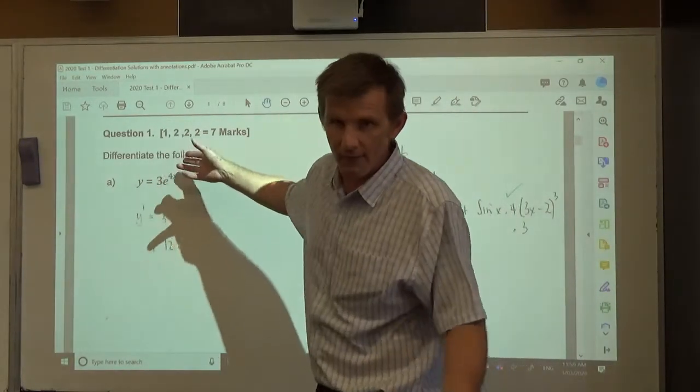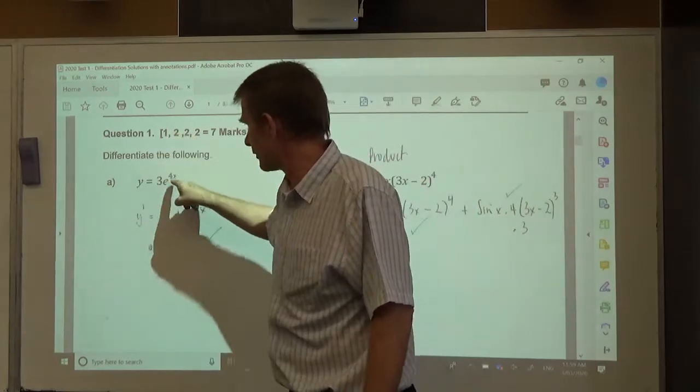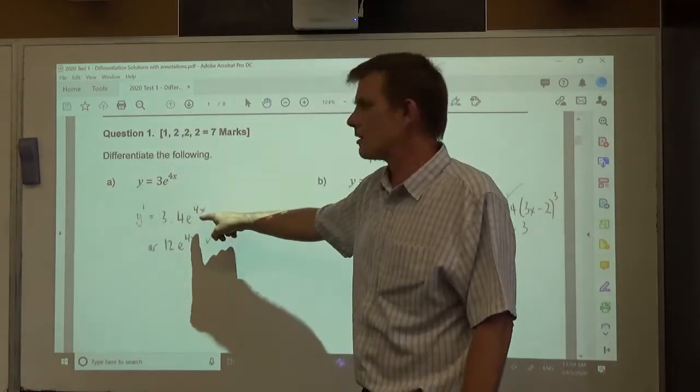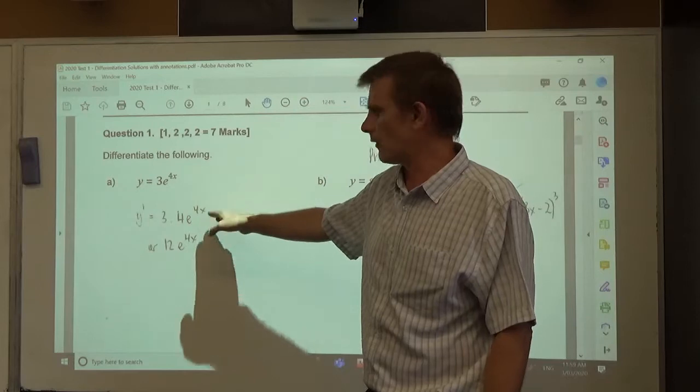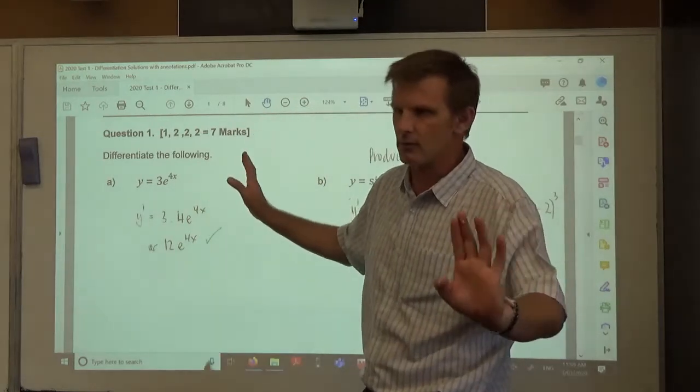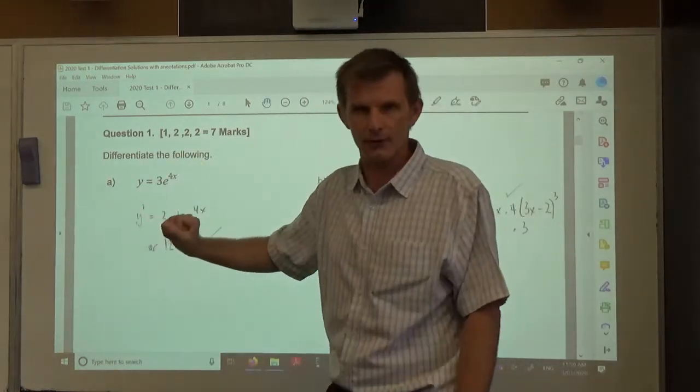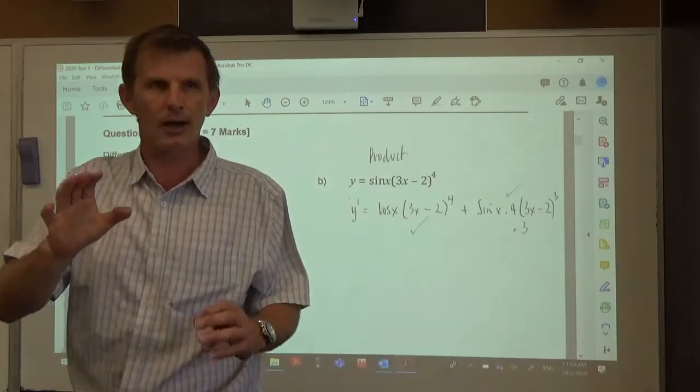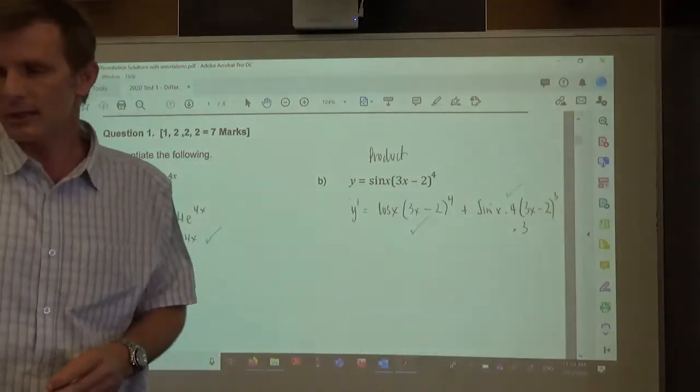E to the f of x means derivative out front and multiply it through. Either were fine. If you tidied it up, great. If you didn't, not worry, because it just said differentiate. So leaving it in an unsimplified form is fine.